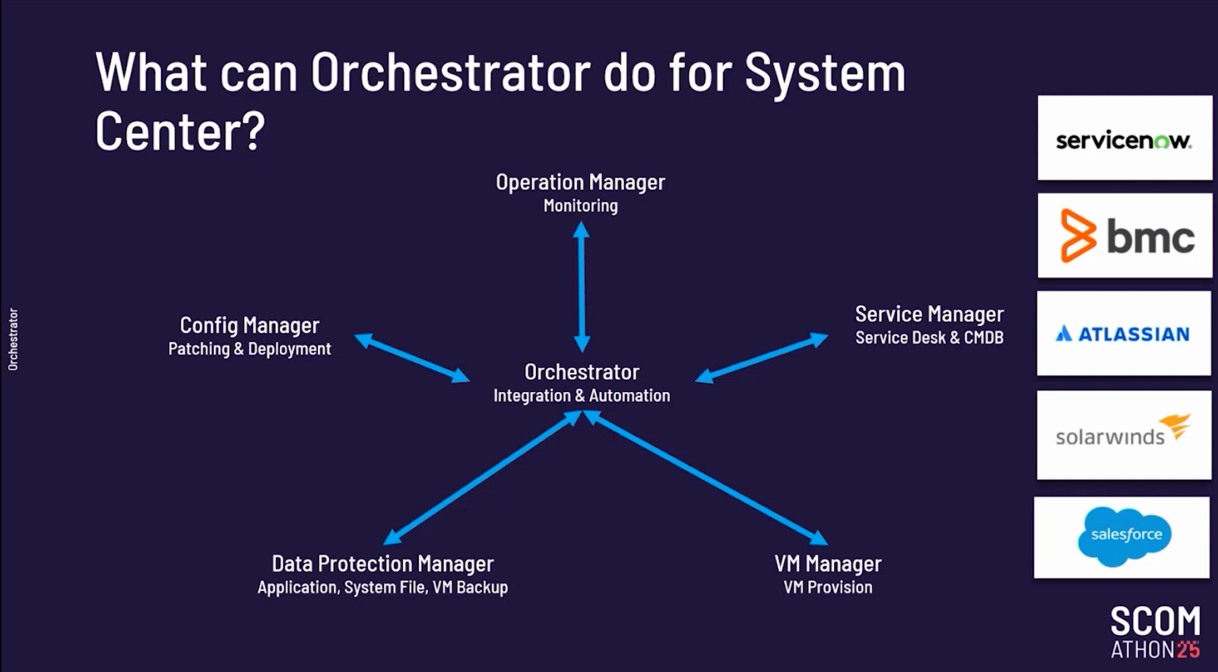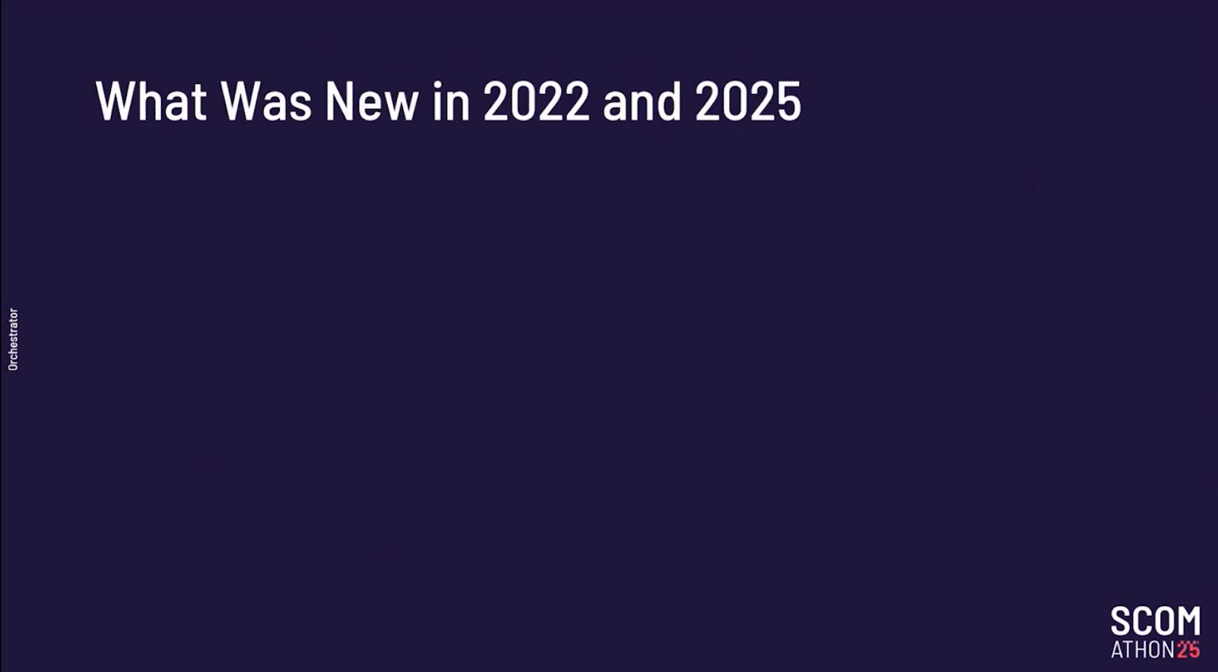Orchestrator has been around for a number of years, but there are a couple of releases that are critical. The recent ones are 2022 and the 2025 release that's just been shipped. So in 2022, the key thing, if you're using Orchestrator today, the big thing that 2022 brought in was they now made it a 64-bit application. So Orchestrator 2019 and all of its predecessors were 32-bit applications.